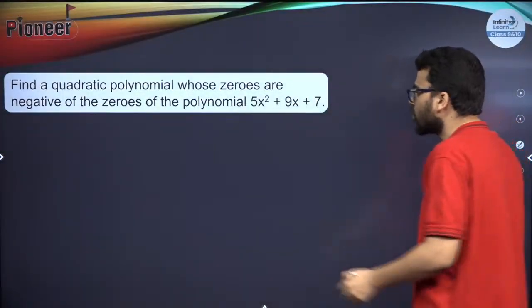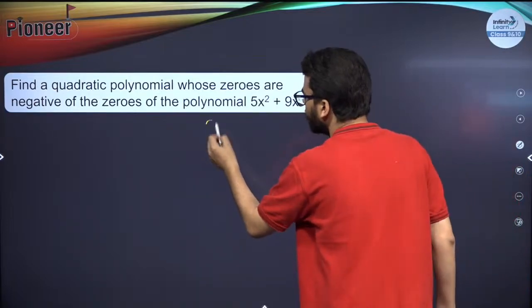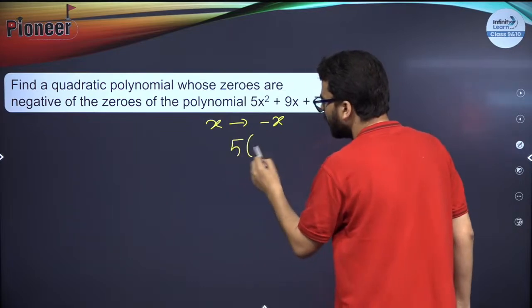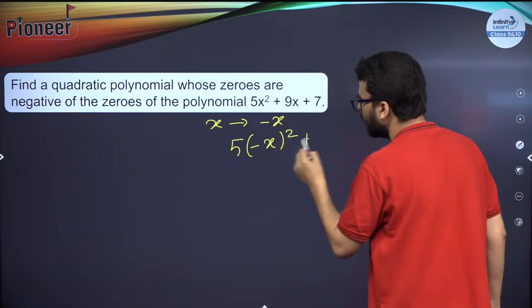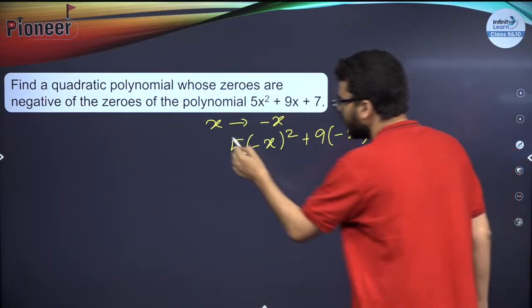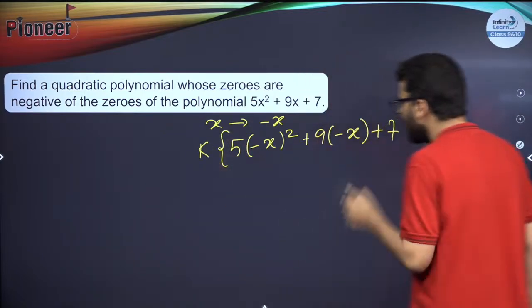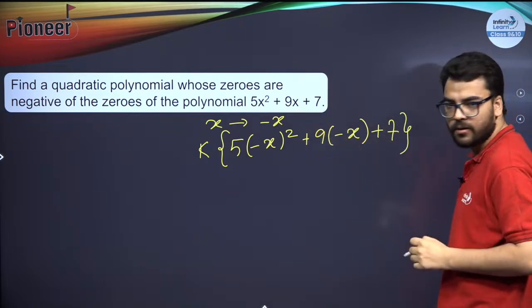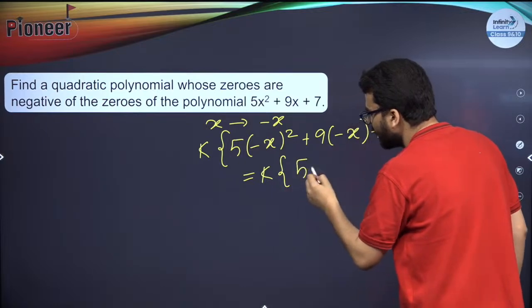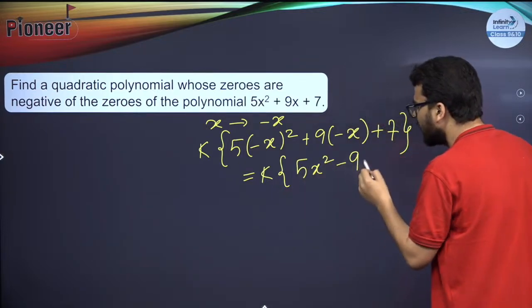So suppose I'm using the shortcut method, zeros are negative. So if zeros are negative, x will be changed to minus x, right? So the new polynomial will be something like this or not, tell me. x will be changed to minus x over here, but infinite such possibilities are there. This will be multiplied by any non-zero number k. So the new polynomial will be anything over here. This is 5x square minus 9x plus 7.